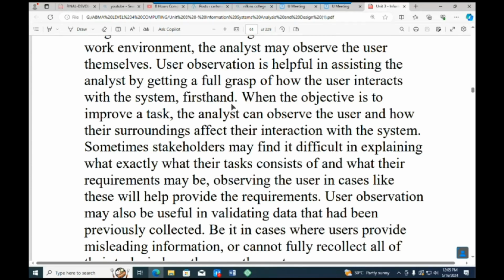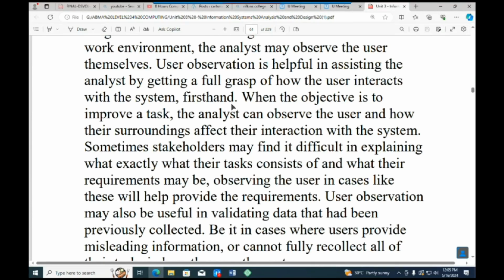Sometimes you may have stakeholders that are finding it difficult to explain some exact tasks of the system, or maybe a process, or what the requirements of the system could be. So in these cases, observing the users is going to provide you the requirements that the users and the stakeholders are not able to explain or bring out clearly for you.